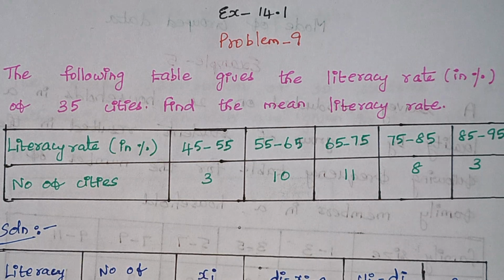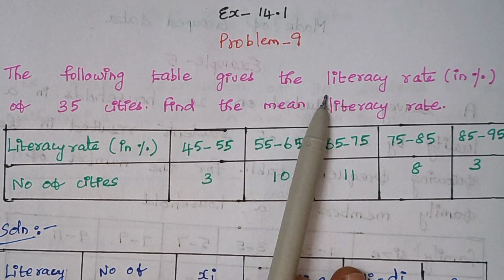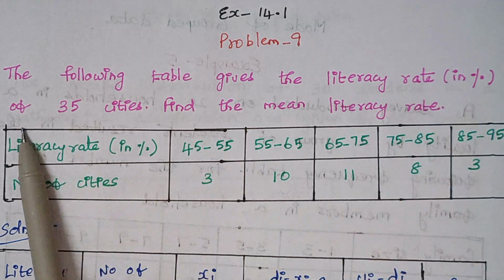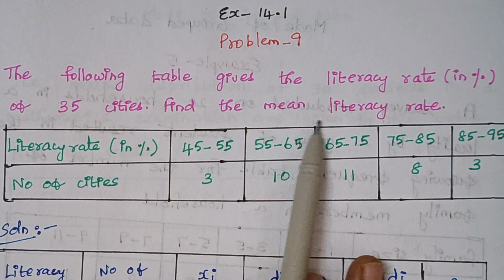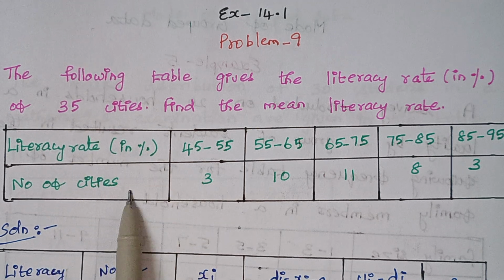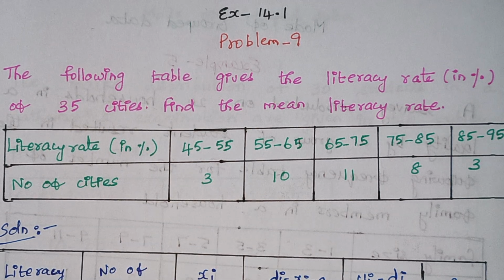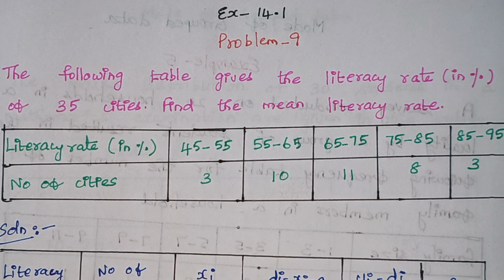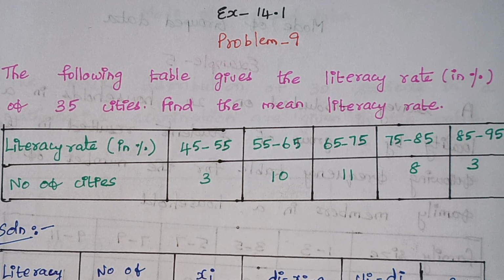So problem number 9. The following table gives the literacy rate in percentage of 35 cities. Find the mean literacy rate. So again we are provided with literacy rate and number of cities. Now we are going to solve this problem by using the step deviation method.